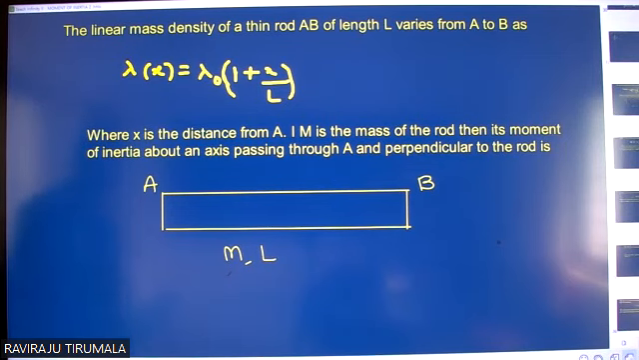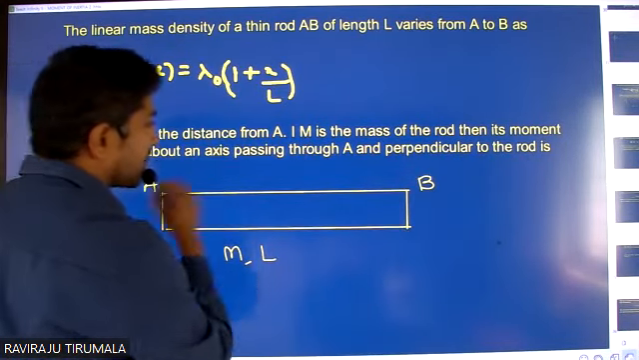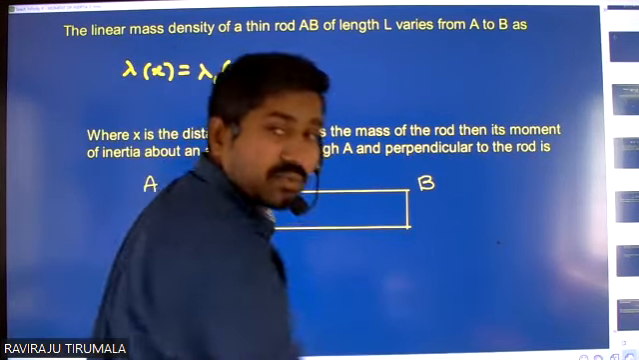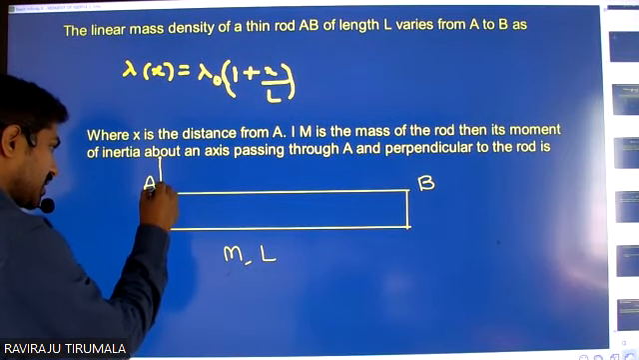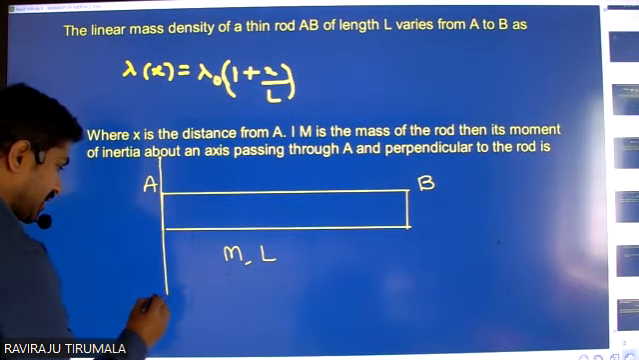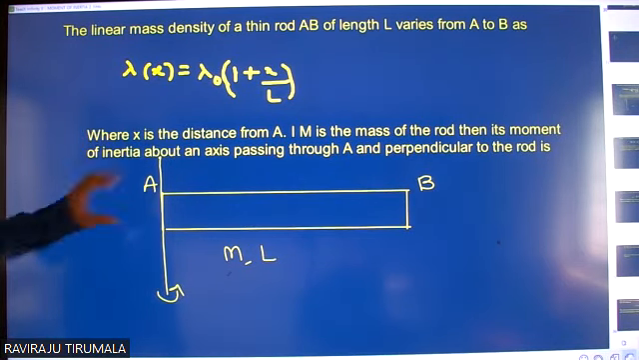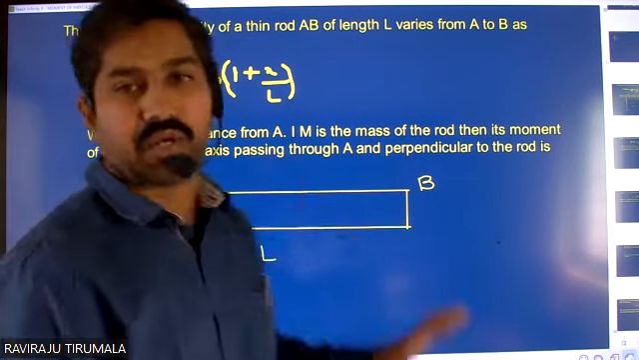And what is the question here? Its moment of inertia about an axis passing through A and perpendicular to the rod. That means if I consider an axis like this as the axis of rotation, about this particular axis we have to calculate the moment of inertia for the given rod.